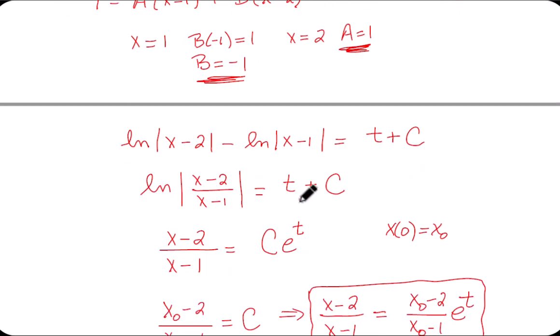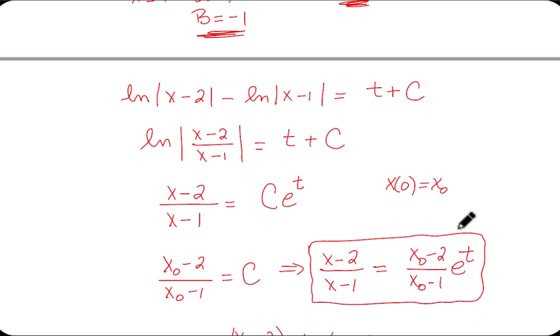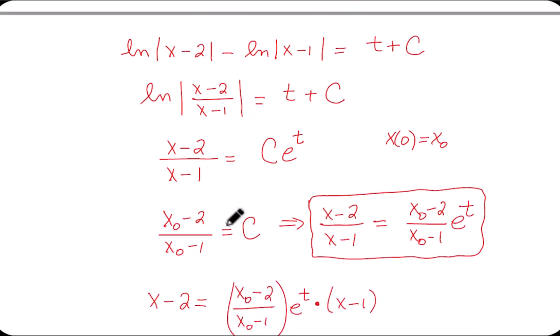Take e of both sides, so I can get the x by itself. All right, so on the right, I get an e to the t, I get an e to the c, and we just call that c. All right, and so x at time 0, again, we're just calling x0. So if I plug in 0 for t and x0 here, I get this relationship for c.